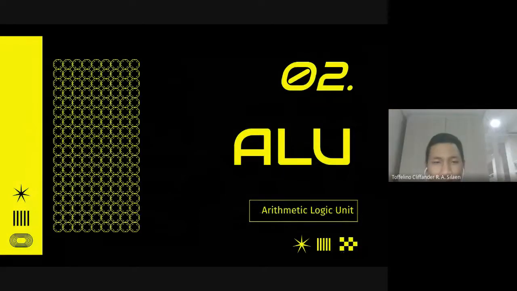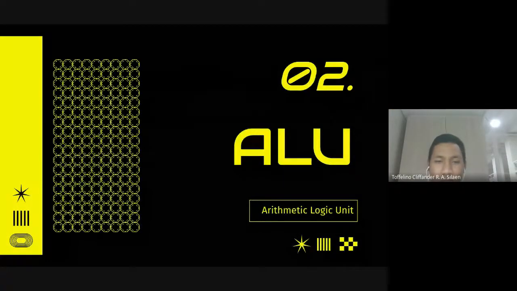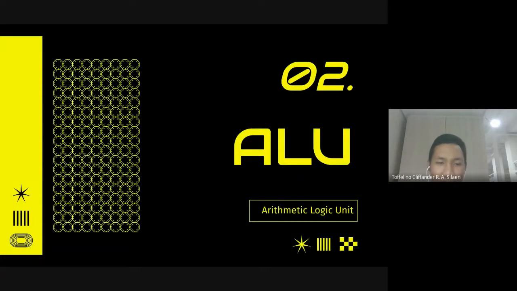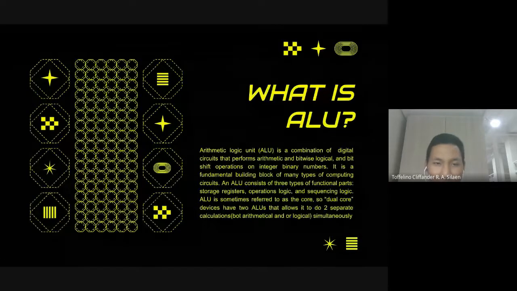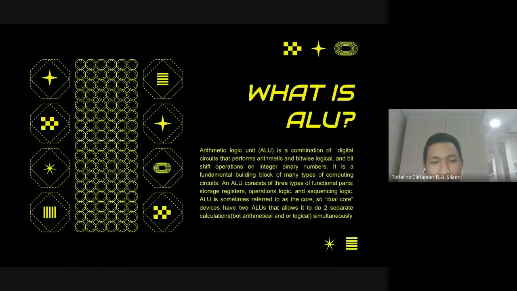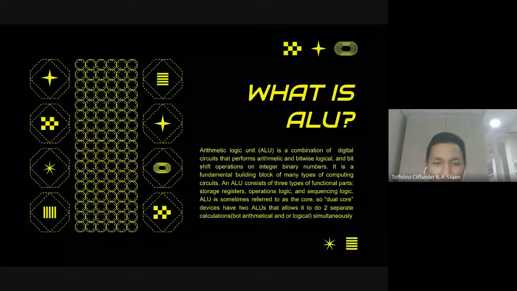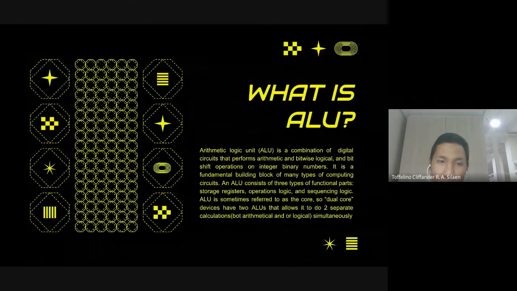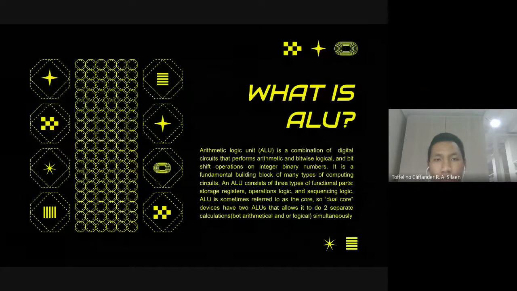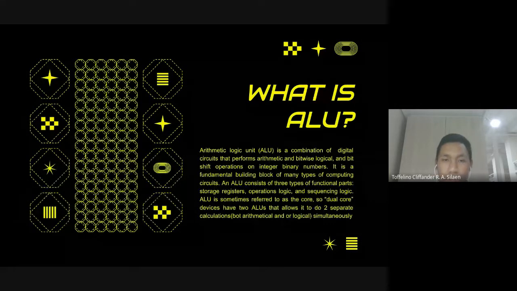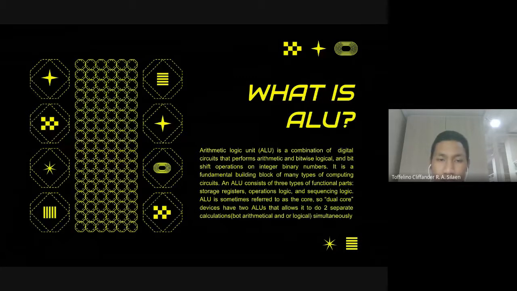Okay, the second one is ALU or arithmetic logic unit. So arithmetic logic unit is one of the most important parts of a CPU, where it intertwines a combination of digital circuits that performs arithmetic and bitwise logical and bit shift operation on integer binary numbers. It is a fundamental building block of many types of computing circuits.